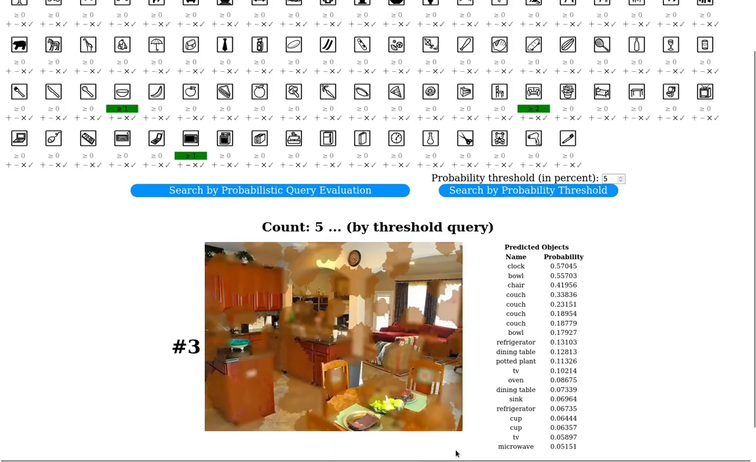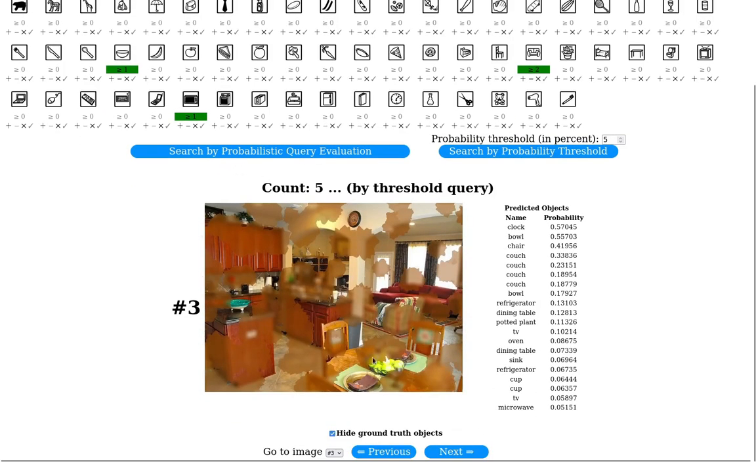But the problem is that with this threshold, we also get the wrong image. And actually, there is no way of setting a threshold here that would get all 4 correct images and not get the 5th image.